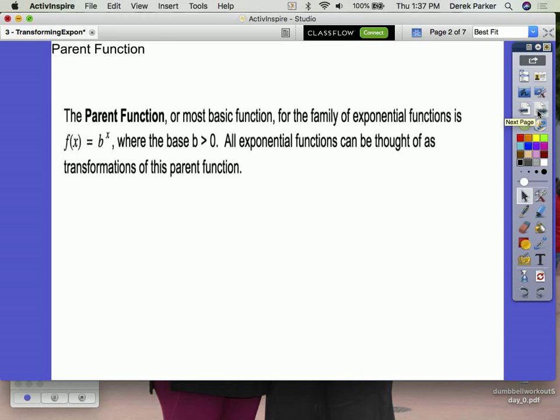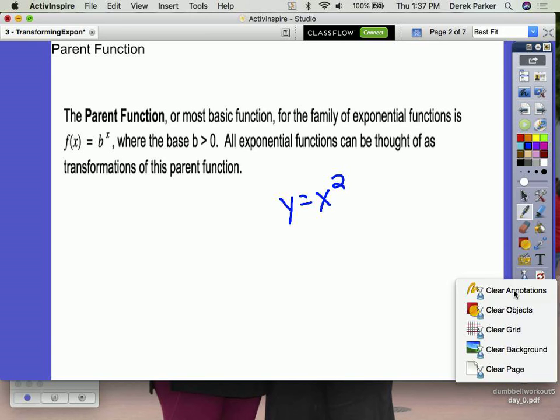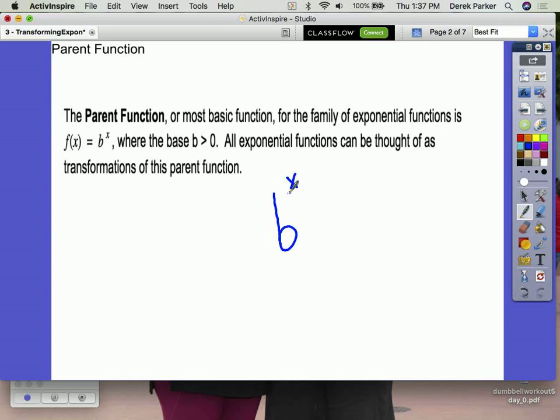The parent function, or most basic function for the family of exponential functions, is f of x equals b to the x power, where the base b is greater than 0. All exponential functions can be thought of as transformations of this parent function. Unlike what we did in the last unit, where y or f of x equals x squared, that was the normal. When we're dealing with exponential, it's b to the power of x, where b is greater than 0.